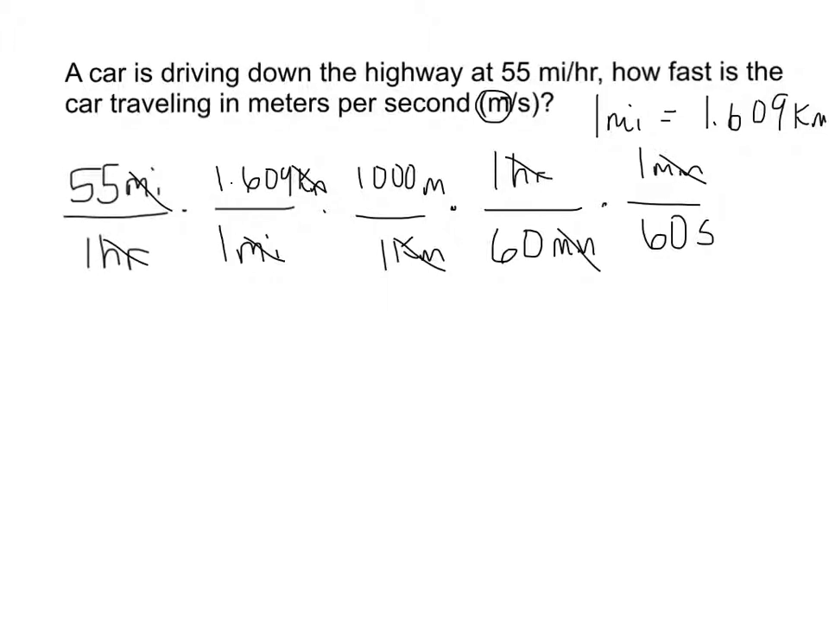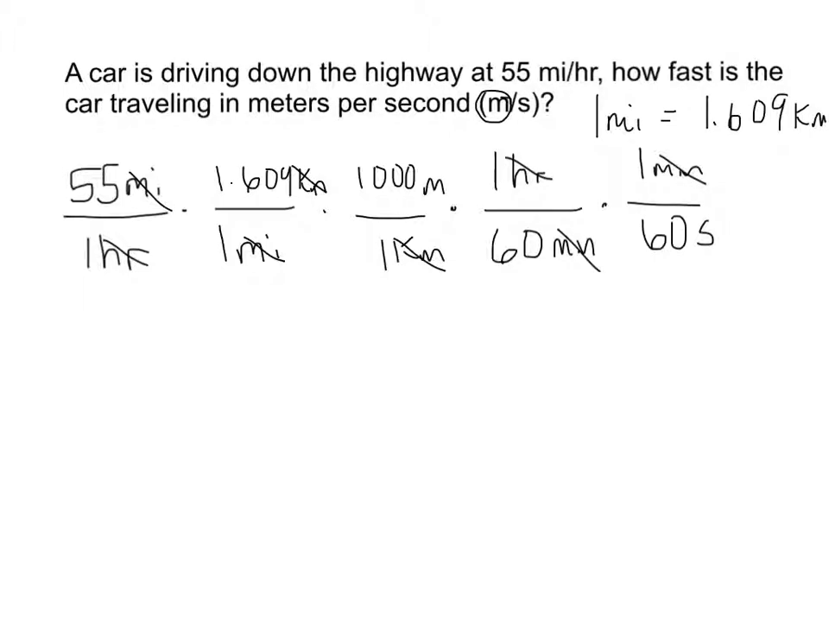Notice that I'm always putting the unit I'm trying to cancel on opposite sides, so like hours was in the denominator, so I had to put the hours in the numerator. Same way with the minutes. And so now, looking at the problem, the units I have left are meters per second, which is awesome. That's what I was looking for. So I'm ready to start calculating.